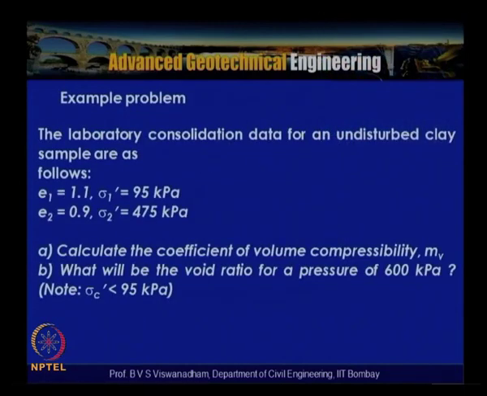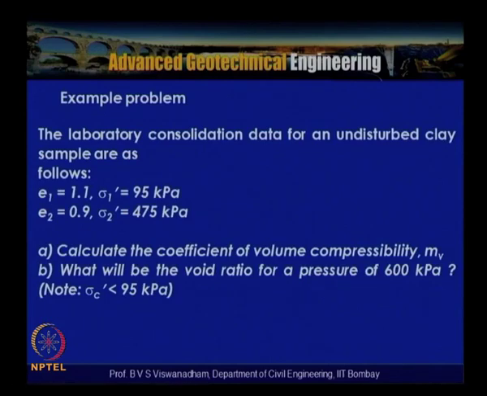So let us look into some example problems before discussing the methods for determining the coefficient of consolidation. In this example problem, the laboratory consolidation data for an undisturbed clay sample are given as E1 equal to 1.1 at sigma 1 dash of 95 kilopascals, and E2 equal to 0.9 at sigma 2 dash equal to 475 kilopascals. So sigma 2 minus sigma 1 is the increase in stress, that is 475 kilopascals minus 95 kilopascals.